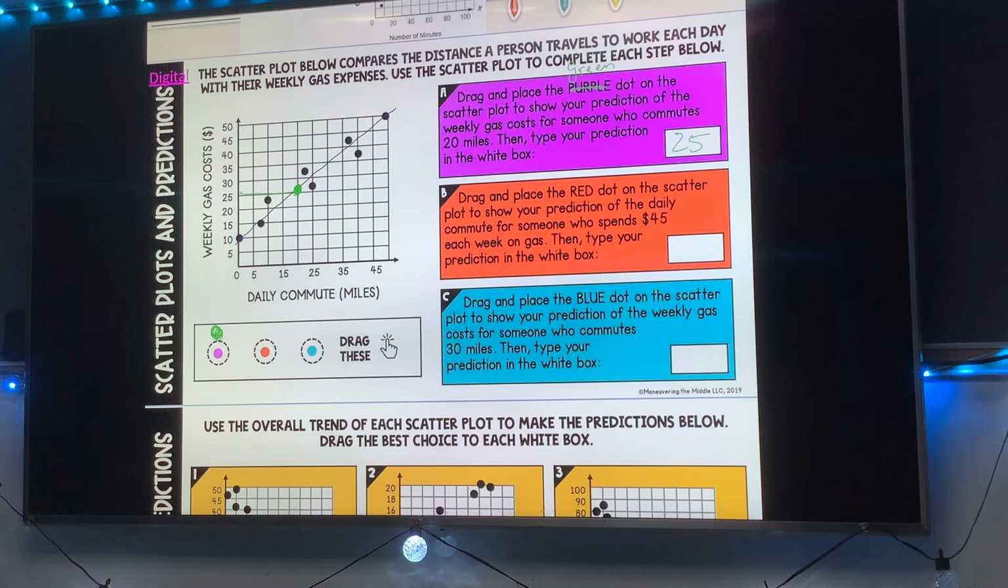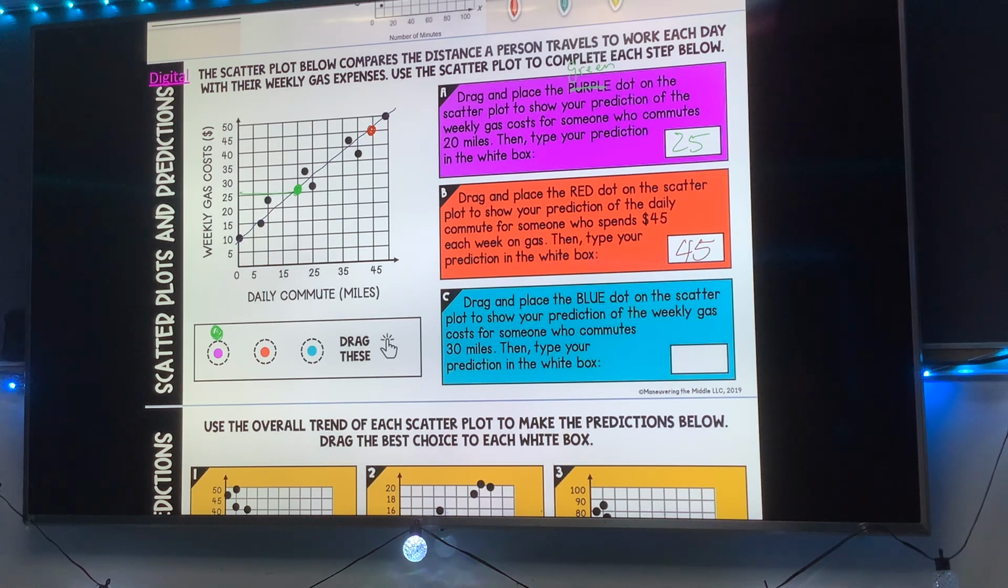Now I'm going to take a red dot, drag a red dot to the scatter plot that shows your prediction of a daily commute of someone who spends $45 in gas. So we are over here and we're going to 45 and we're going to go the closest on our line, which would be 45 miles.